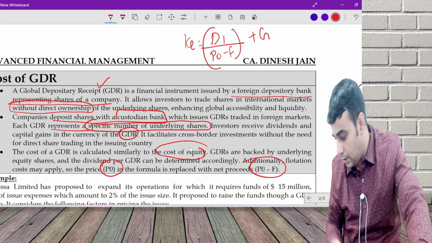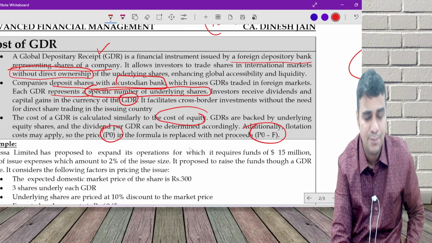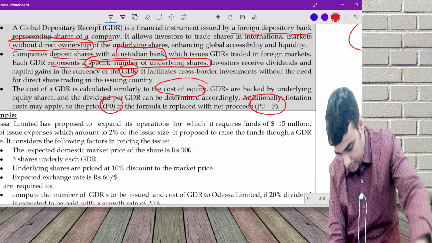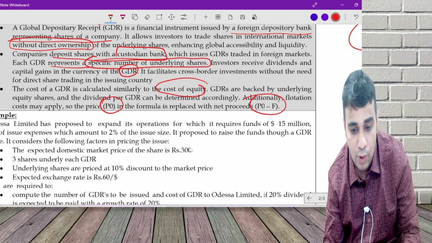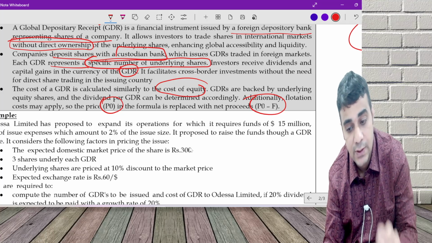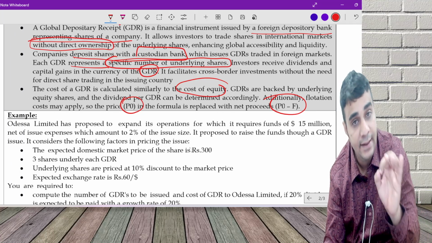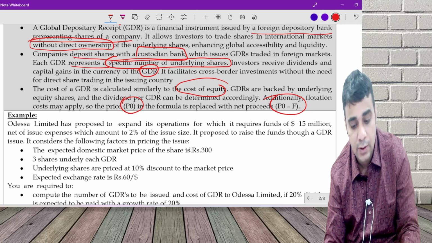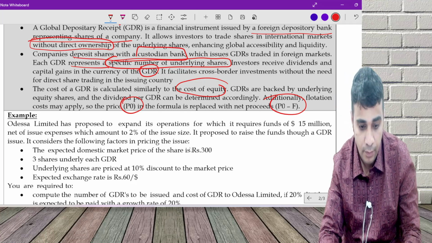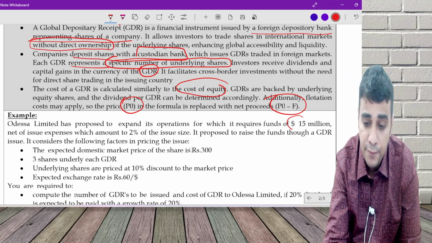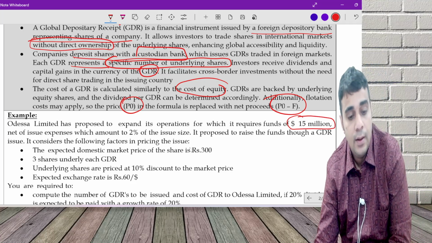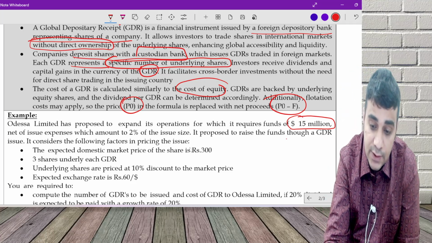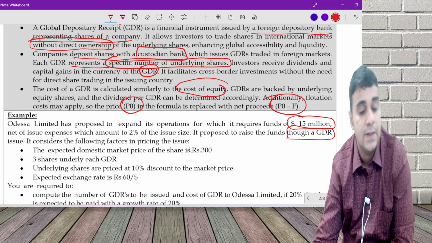Now let's do the problem. I'll quickly discuss it; the problem is not my major worry. Odessa Limited has proposed to expand its operation, for which it requires funds of 15 million net of issue expenses, which amount to 2% of the issue size. So I want to raise $15 million, with issue expenses of 2%, through a global depository receipt.